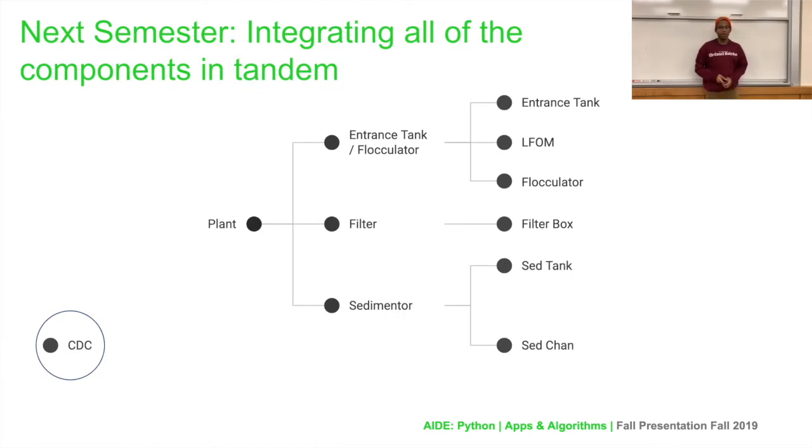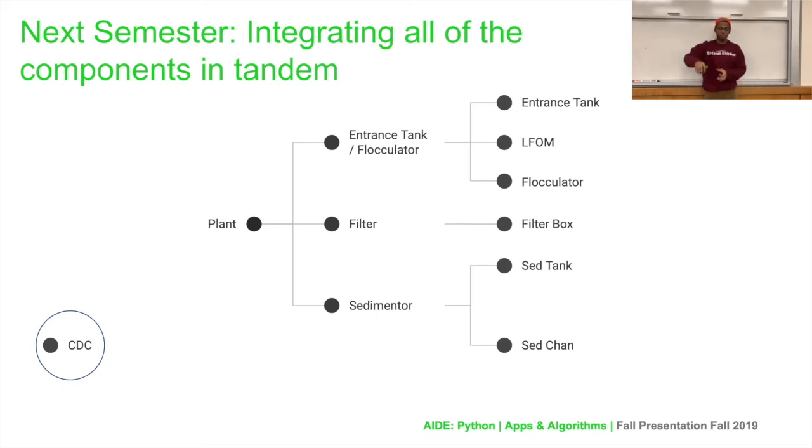Okay, so now I'll talk to you about what we're planning to do next semester for AIDE Python. The first thing that we want to finish is integrating all the components in tandem. As you can see, we have this tree, which shows our overall object formation of the water treatment plant for Agua Clara. First, we start off with our head, which is our plant.